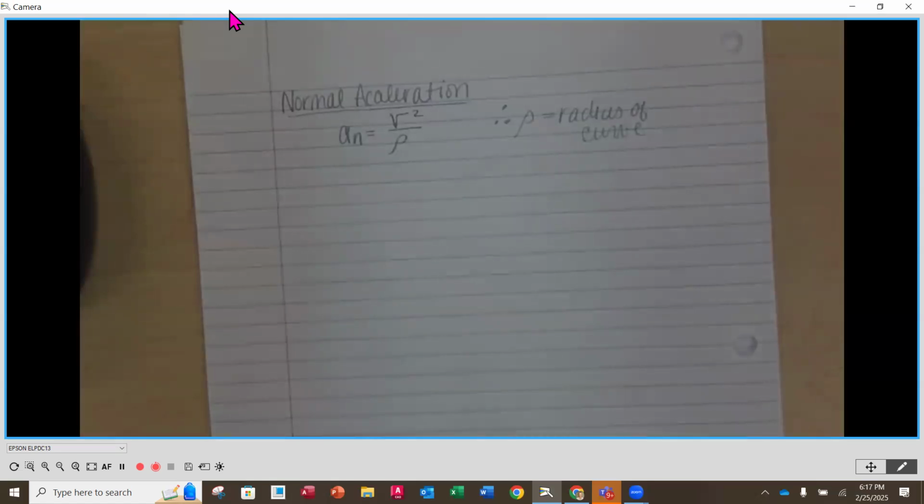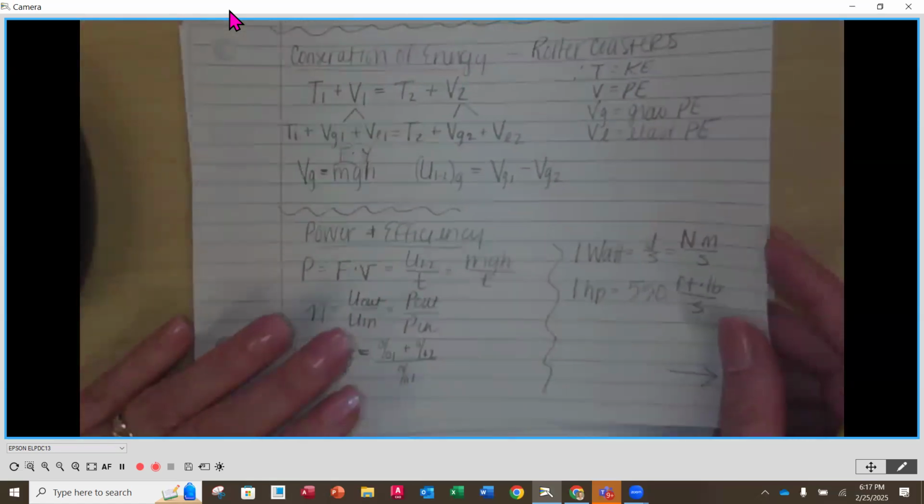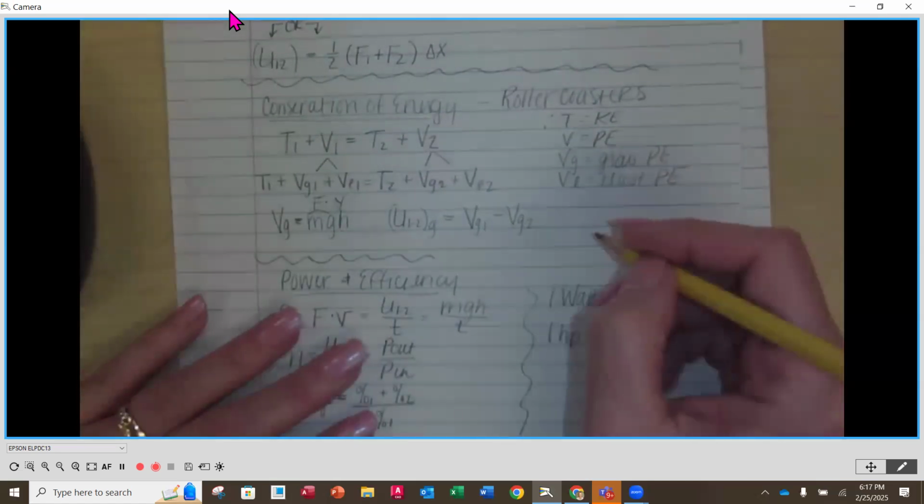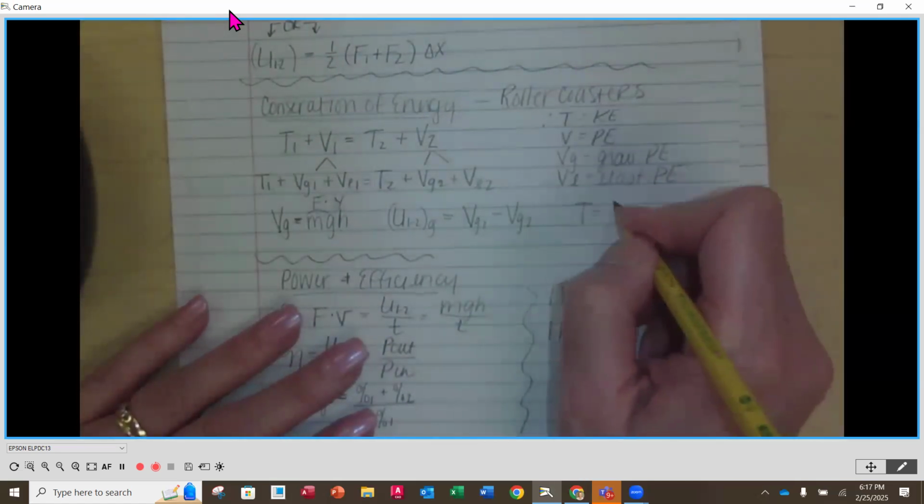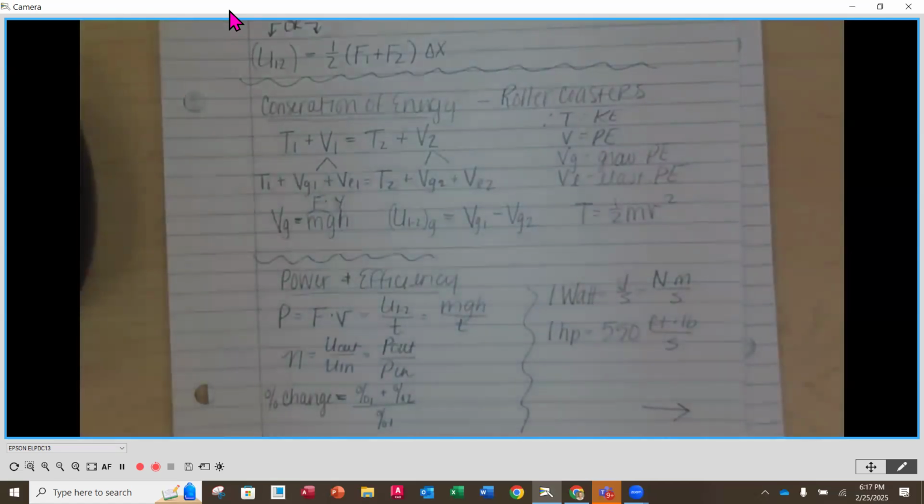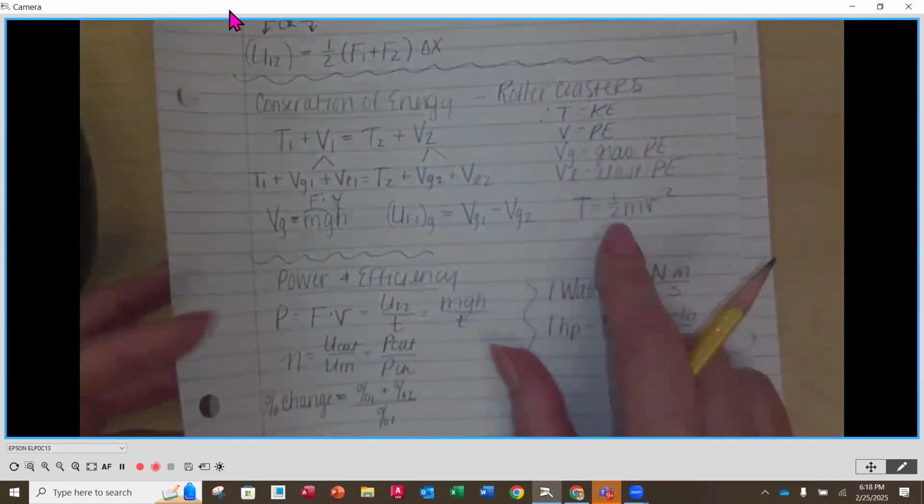Probably the other one that I didn't add here, and I probably should put it over here in conservation of energy. This is one I think that we've got down, but we know that T is equal to 1/2 mv squared. That's still valid here, and that's going to continue to come up, but I think that one might be in our brain permanently now because we've been using that a lot. So that is another one that'll come in handy.